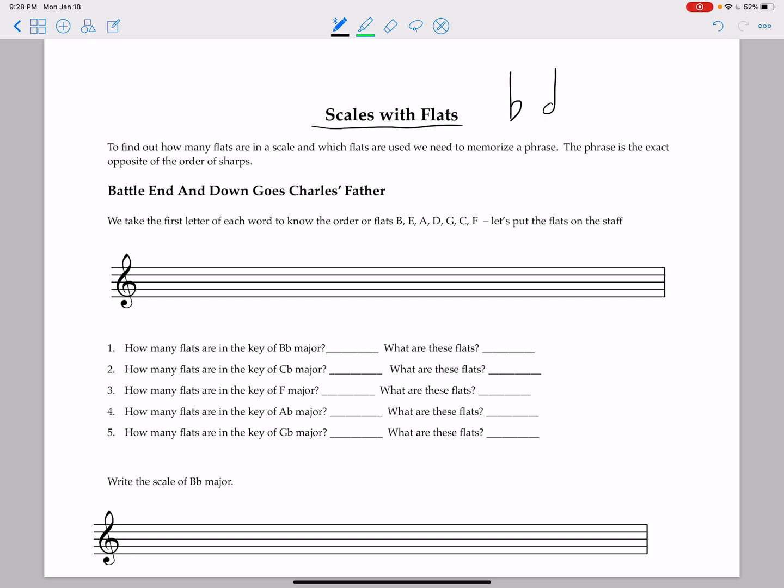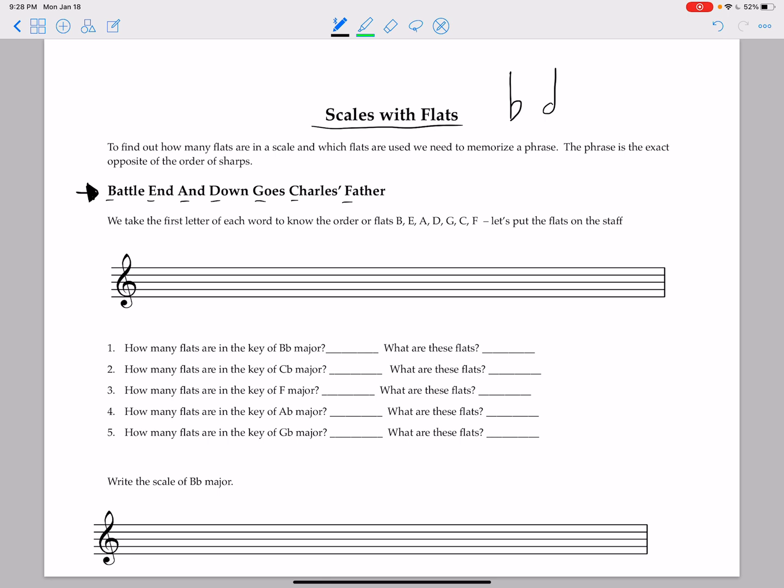To write scales with flats, we need to memorize this phrase right here. It's the exact opposite of the phrase that we had to memorize for the sharp scales. And it is "Battle Ends And Down Goes Charles's Father." So we use the first letter of each of these words to figure out our order of flats.